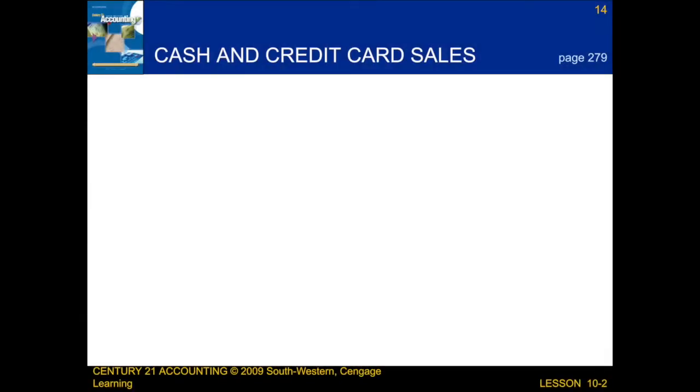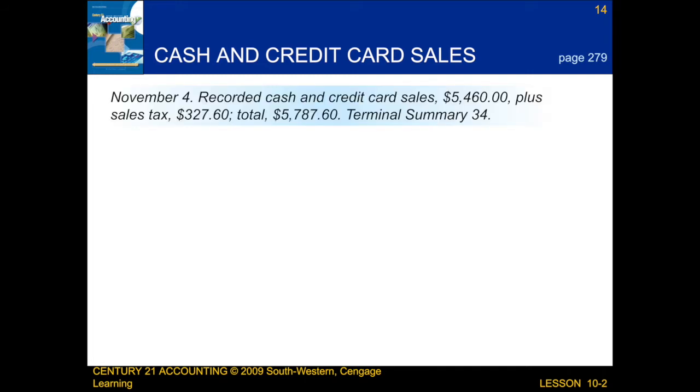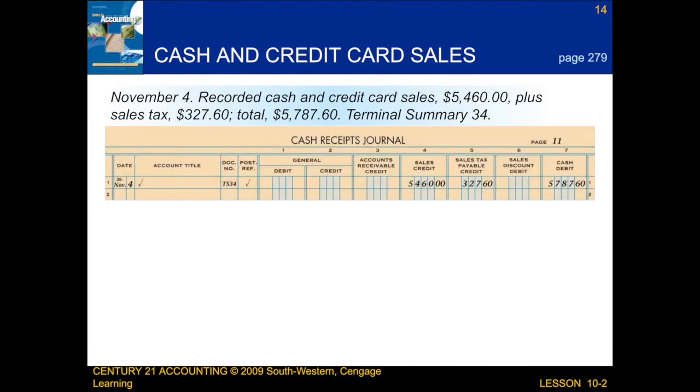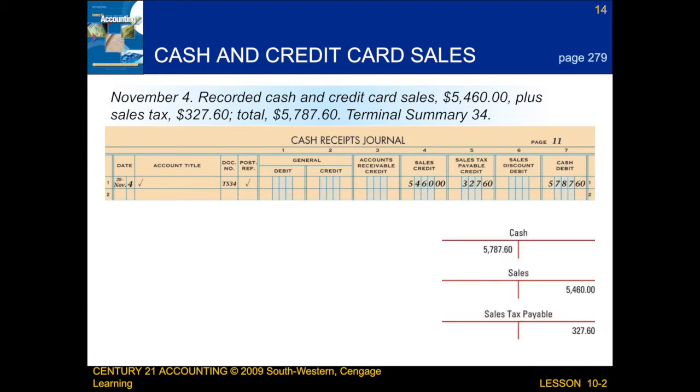Alright, next we're going to be talking about cash and credit card sales. So this transaction reads, on November 4th, recorded cash and credit card sales $5,460 plus sales tax $327.60, total $5,787.60, terminal summary number 34. Okay, so when we journalize a transaction related to cash and credit card sales, there are a few steps that we follow when doing this process.